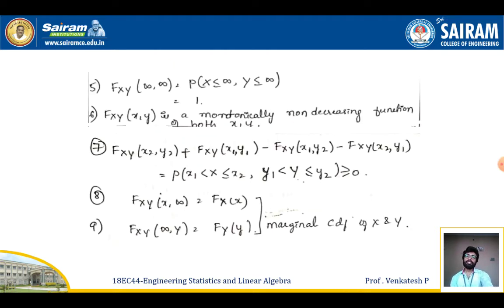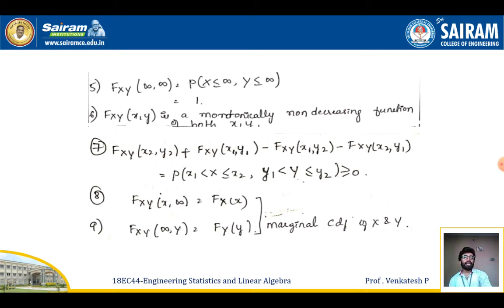Next property is F of x comma y from minus infinity to plus infinity, which will be equal to 1 always. So if I take all the real numbers as the limit, like infinity to infinity, it will be equal to 1 always. Next, F of the real numbers small x, y is a monotonically non-decreasing function of both small x and small y here.